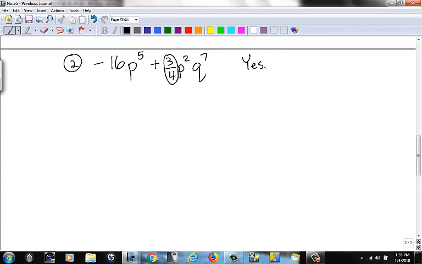Now you have to figure the degree. What's the degree of this term? 5. The degree of this term? 9. So the degree of the whole thing? 9.